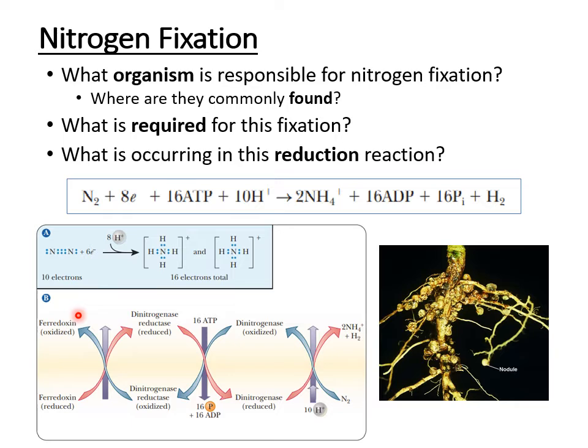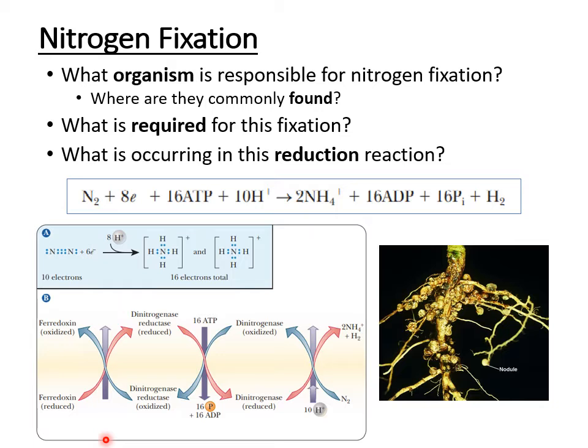Okay, they can't carry out nitrogen fixation. So they rely on the symbiotic relationship with these bacteria in those nodules. Okay, so that's very important to remember. Plants and animals cannot do nitrogen fixation. Instead, it's the bacteria in these nodules on the roots of plants.